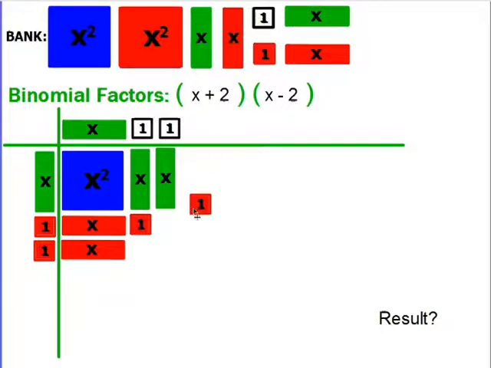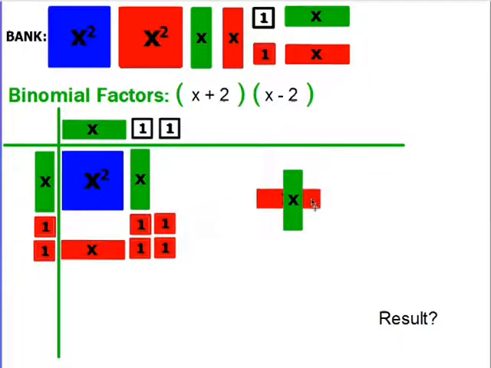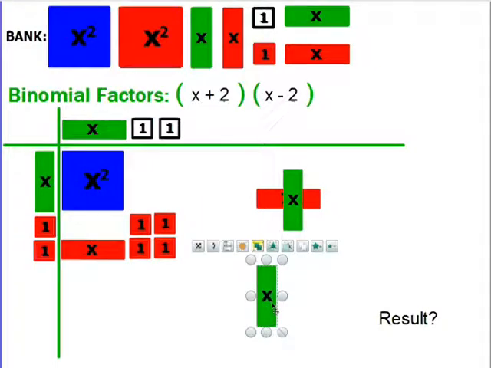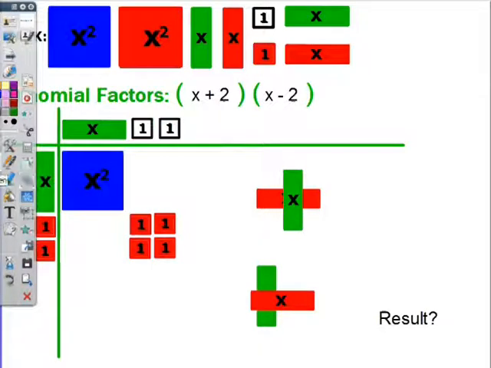And again, negative 1. And again, negative 1. And again, negative 1. And now let's look at what we have here. So we have x squared, and we have some x's, except we have some 0 pairs. So an x and a negative x cancel out, and an x and a negative x cancel out. So all I'm really left with now is x squared minus 4.